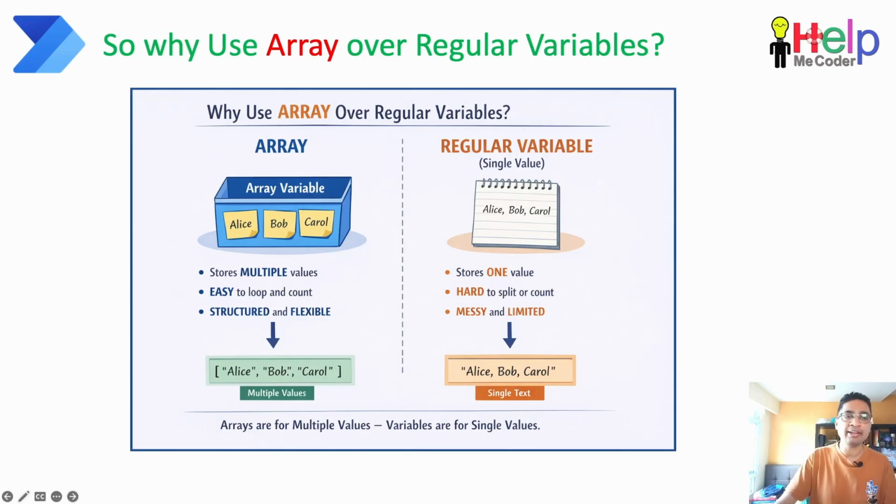But when you use an array, you can store multiple values. It is easy to loop over it, which means you can use for each, and you can do operations on each and every value easily. They are very structured and flexible. So that's the advantage of array over regular variable. Let's quickly go into the demo and see how we use arrays inside Power Automate.